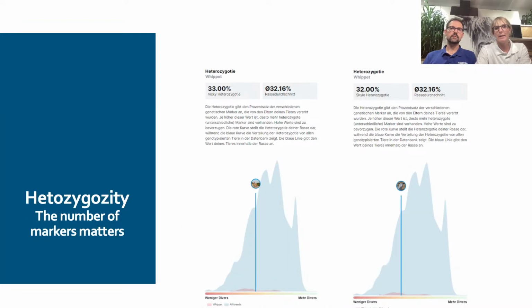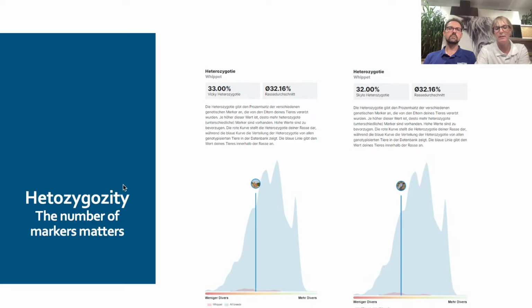So when we are talking about heterozygosity, there are different things that need to be considered. And one very important thing is, for example, the number of genetic markers that are included in this heterozygosity testing. So just to give you an idea what we do when we are talking about heterozygosity, we compare the DNA results from the mother and from the father of a dog, and we analyze how many different markers a dog inherits from the parents, and this will be displayed as a percent value.